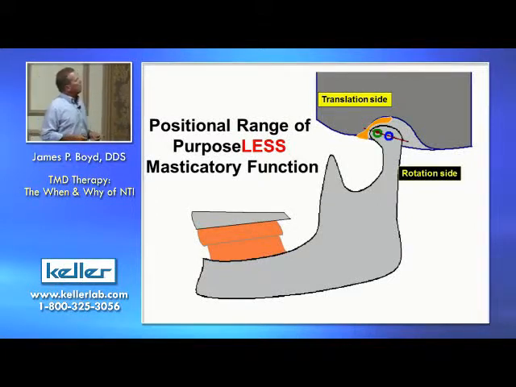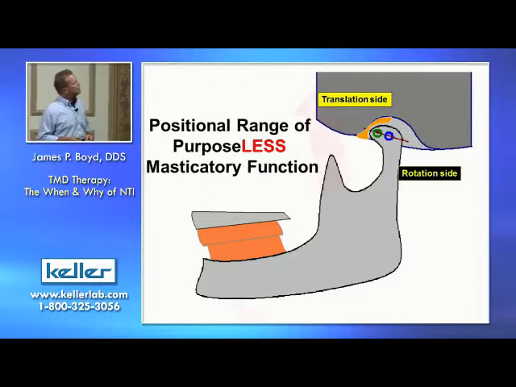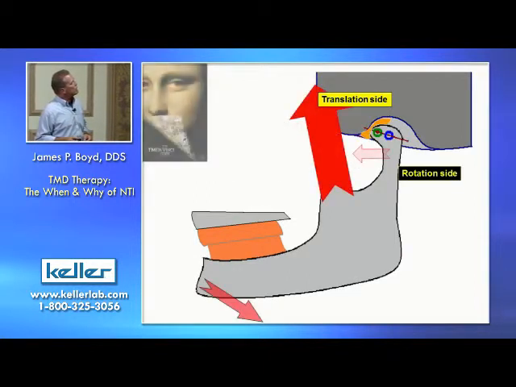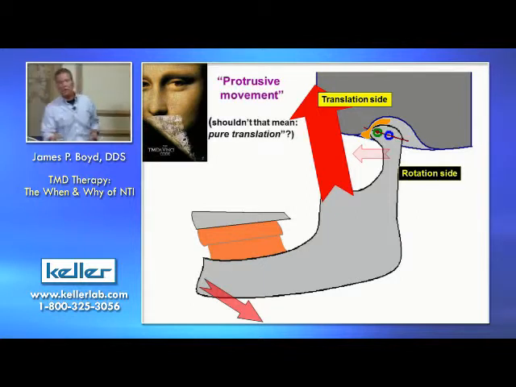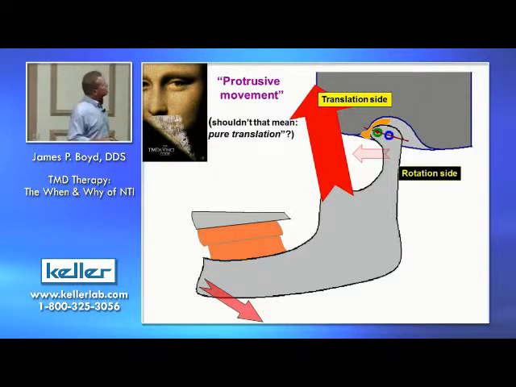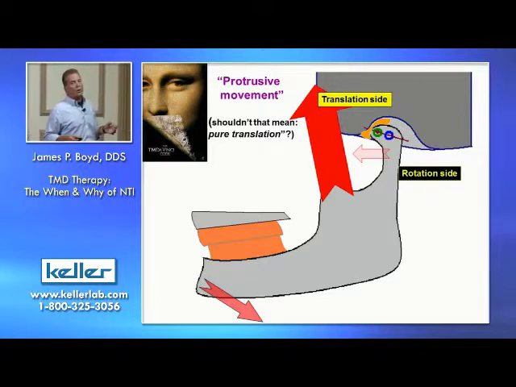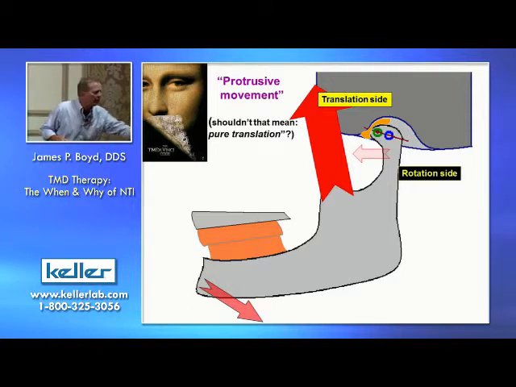So now we'll look at the positional range of purposeless masticatory function. Let's say we want our patient to go into a protrusive movement. Now, usually in protrusive, the lateral pterygoid provides translation. Is that what we're going to get? But if we say, I want to see your patient in protrusive movement, show me right now, Dr. Boyd, on your articulator or on your patient.